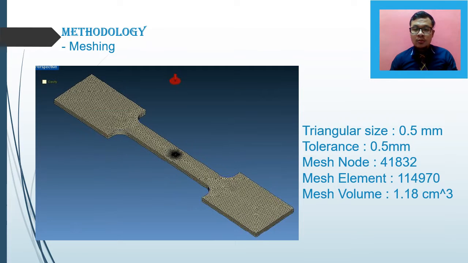For the meshing of the dog bone specimen, the triangular size used is 0.5 mm and the tolerance is 0.5 mm and it produces a mesh node count of 41,832. The mesh element count is 114,970 and the mesh volume count is 1.18 cubic centimeters.